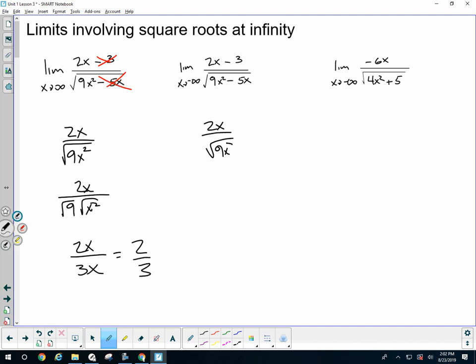If I went in the other direction, negative infinity, you might be thinking, oh, 2x over root 9x squared, 2x over root 9 root x squared, 2x over 3x, 2/3 as well. This one is wrong. Everything's right, but we got to think a little bit harder. Can anybody tell me what the correct answer would be? Still same over same, so it does end up having 2/3.